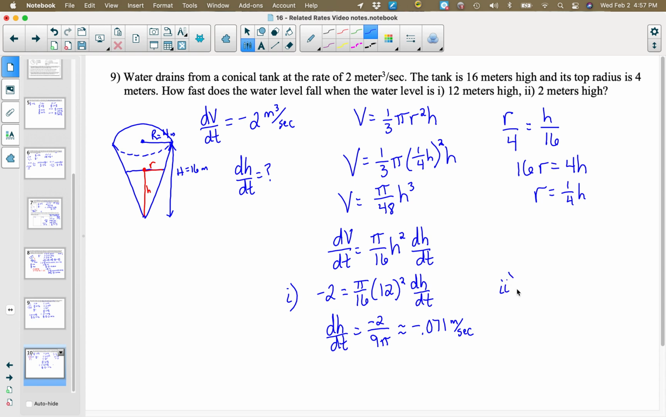And then for the second part, plugging in again, the only difference is H is 2. So we have -2 equals pi over 16, 2 squared dH/dt. All I'm doing is plugging into this formula the parts that we know. And when you solve for dH/dt, you will get -8 over pi, if you simplify that, which is approximately -2.546 meters per second. And again, getting the units, we were finding dH/dt, which is a linear measurement, so it's not area, we're not squaring, we're not cubing, so it's just meters per second.